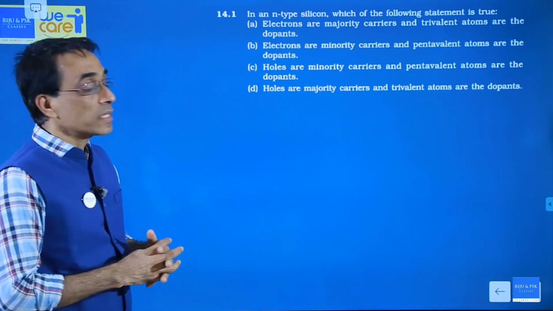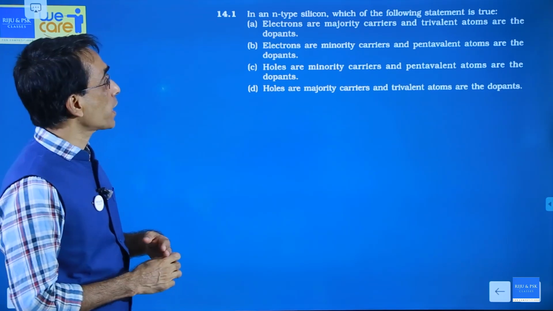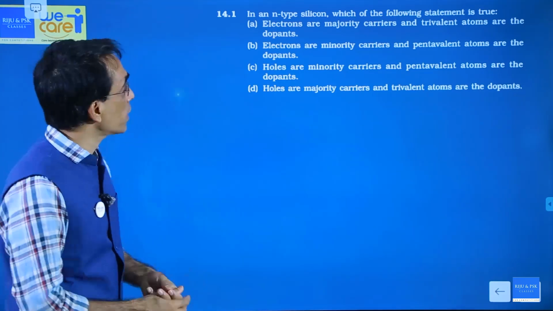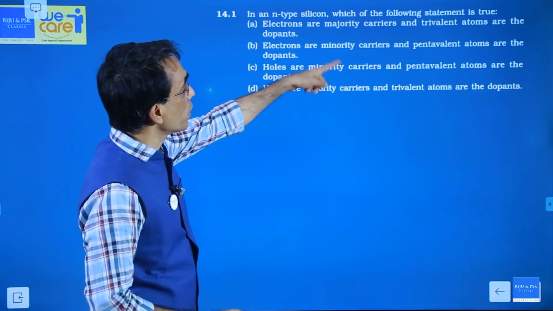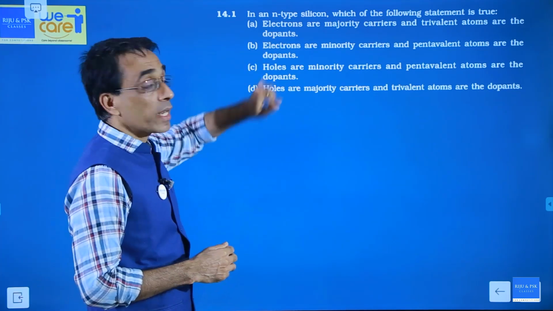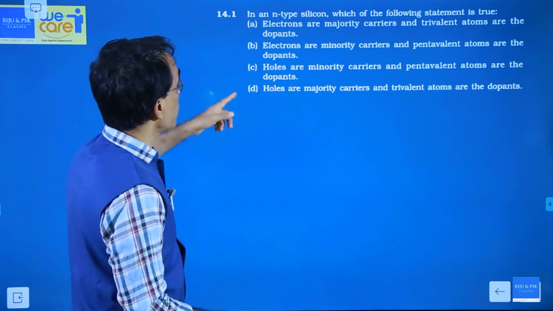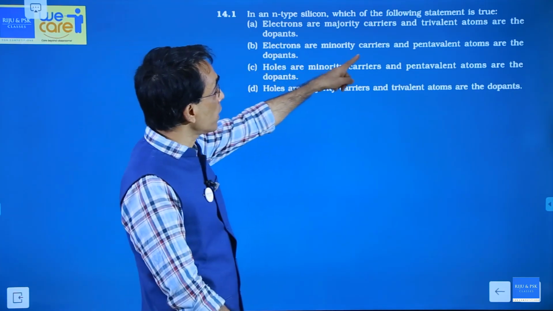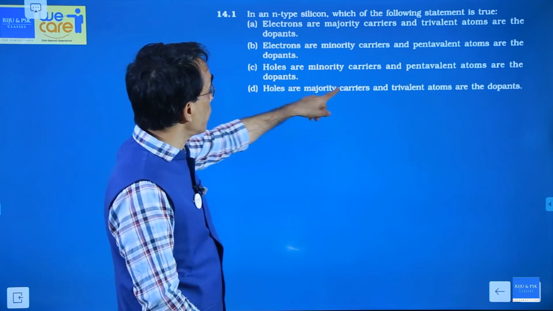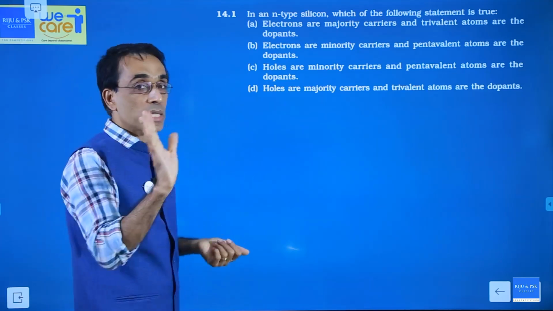Alright, next question. In an N-type silicon, which of the following statements is true? N-type silicon means you have extra electrons in it. Electrons are majority carriers and trivalent atoms are added? No. If you want N-type, you want pentavalent impurity. Electrons are minority carriers, not correct. Holes are minority carriers, that is correct. Holes are minority carriers and pentavalent atoms are the dopants. So option C is correct.